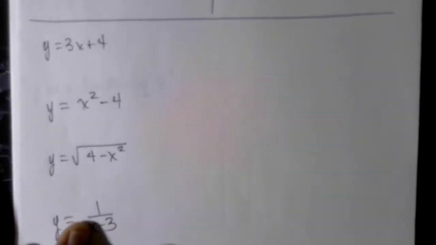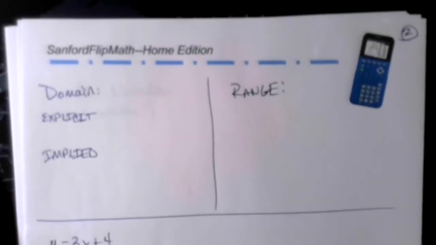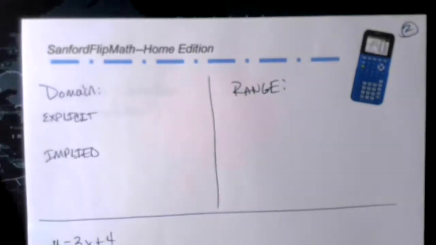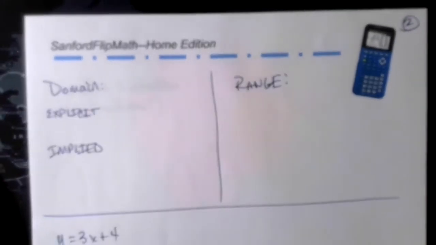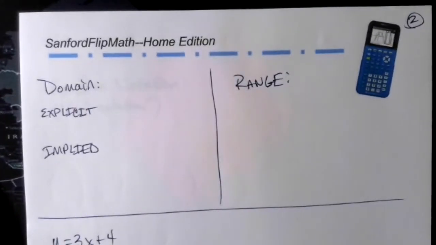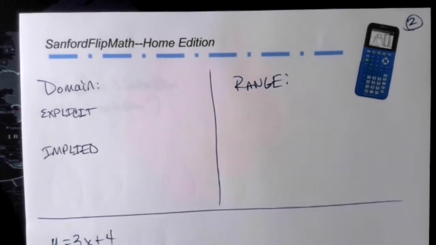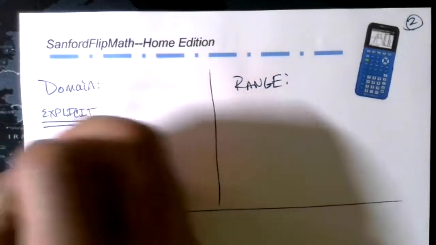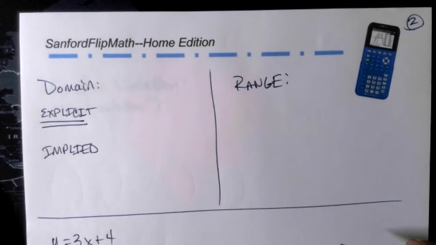Okay, so let me talk for a little bit about domain and range specifically. Domain, as we said, was the set of all allowed x values. Sometimes they tell you what you're allowed to use.